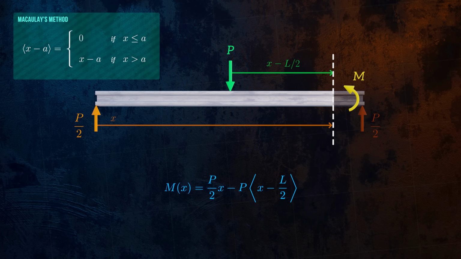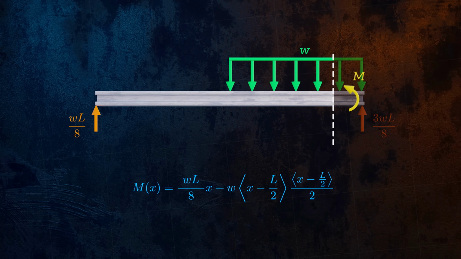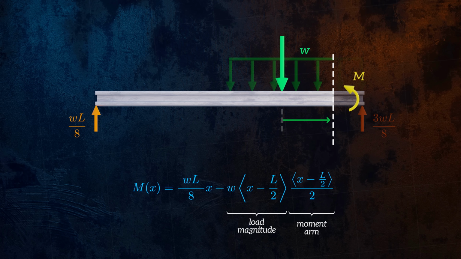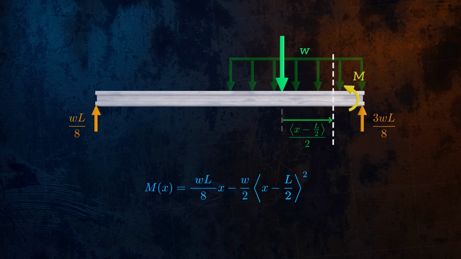The same thing works for distributed loads, although it's slightly different. When using Macaulay brackets for a uniformly distributed load, the bracket has to appear twice, once in the magnitude of the load and once in the moment arm. The moment arm is the distance to the center of the distributed load, so is equal to the length over which the load is applied, divided by 2. And so we get this expression, where the Macaulay bracket is squared and the distributed load is divided by 2.